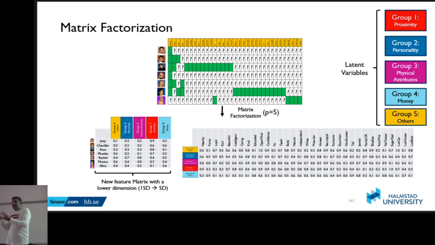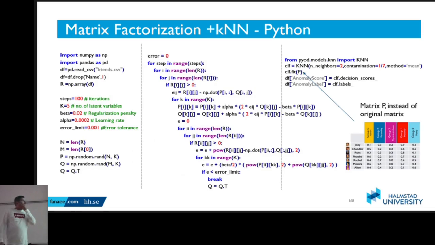But what is interesting for us in data mining and anomaly detection is this one. This is a new feature matrix, all dense without any missing values. And from a dimensionality of 15, we move to 5 dimensions. Now we have low dimensional data. This is the benefit, right?